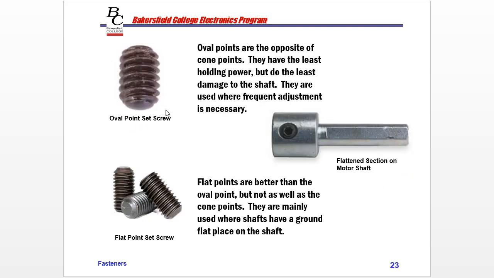Some other points are the oval point. So this will have the least holding power. It's not going to hold very much. And then we have the flat point. They're better than the oval point, but still not as good as the cone point. They're mainly used where there's a flattened shaft, and it can go through whatever's being placed on this shaft and then press against this flattened part so it won't spin and twist off.